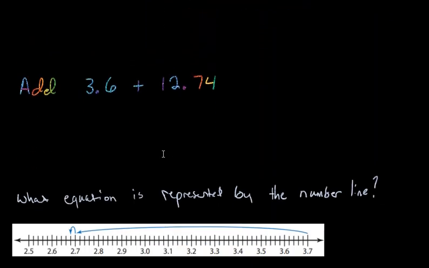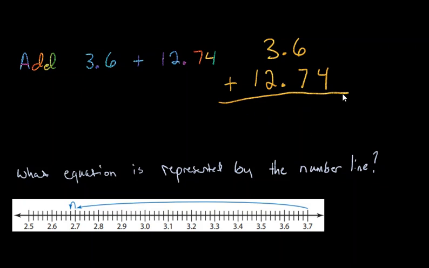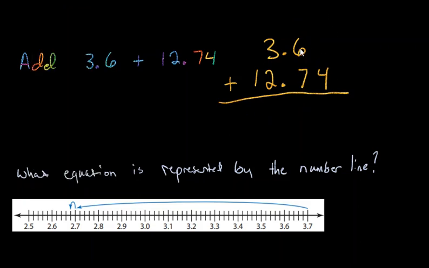The next problem is going to be adding decimals. It's going to be really simple. All it is is add 3 and 6/10 plus 12 and 74 hundredths. So, guys, I need to write this in a way where everything's lined up. So, 3 and 6/10 plus 12 and 74 hundredths. Remember, if I don't have anything in the hundredths place, I know that 6/10 is the same as 60 hundredths.